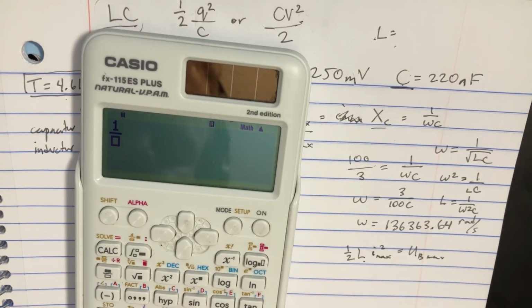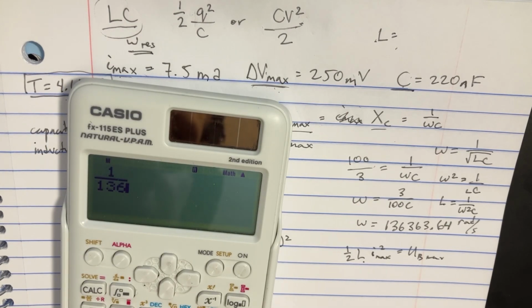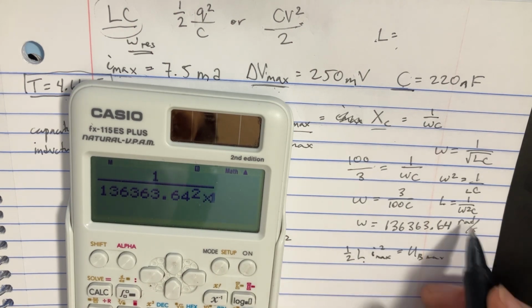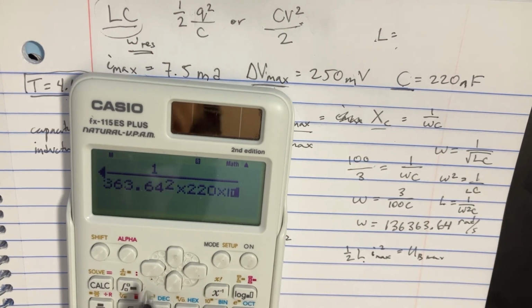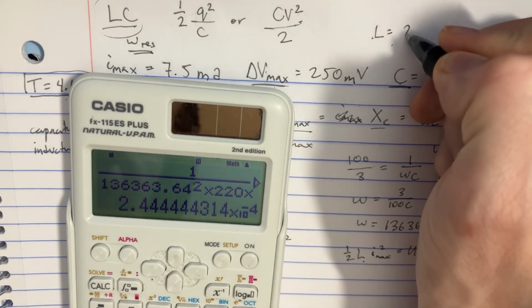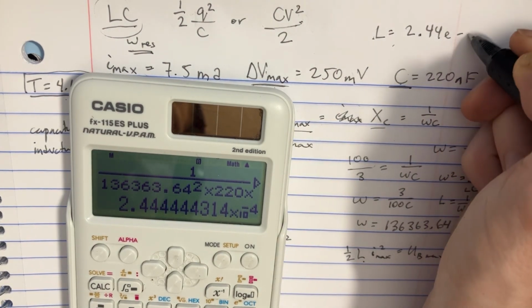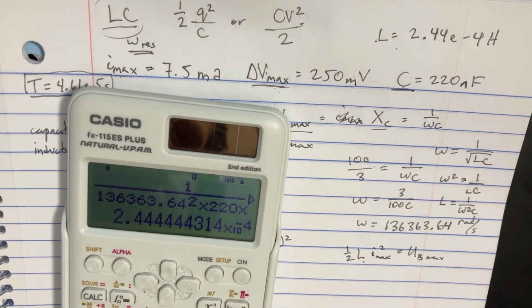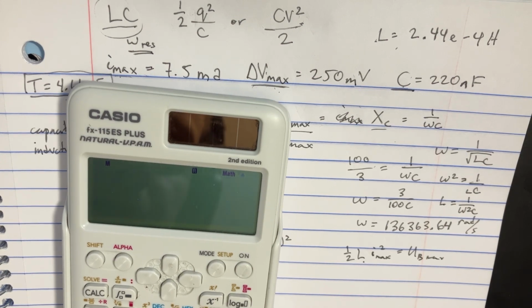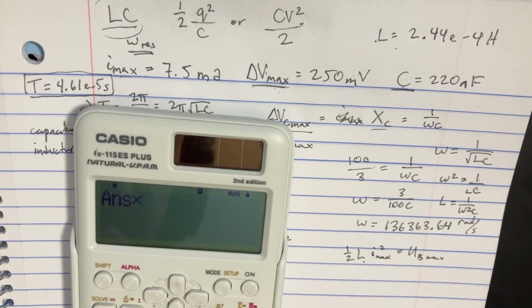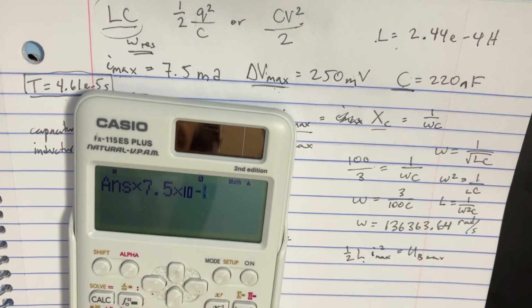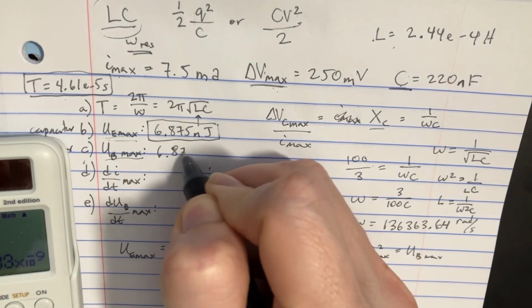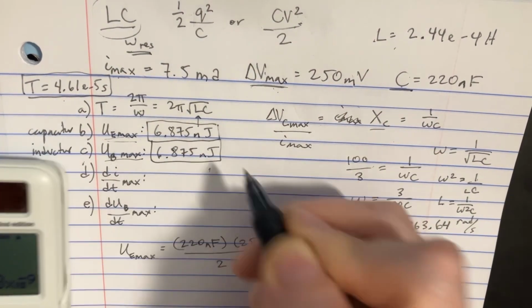1 over W squared is 136,363.64 squared times the C, which is 220 negative 9. So we get our inductance is 2.44 e to the negative 4 henries. And so we can use that in here if you want. So you can go ahead, divide that by 2, multiply that by the Imax, which is going to be 7.5 negative 3 squared. And we should get the same answer that we did over here, 6.875 nanojoules.